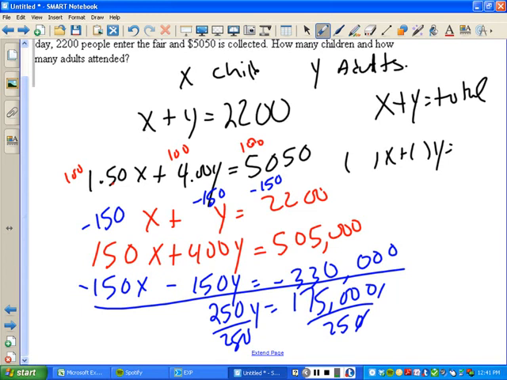How much is it? 700. Thanks, Hope. All right. If 700 adults went, how many children went? How many? 1,500. Oh, I thought you said a few hundred. 1,500, right? Because if 2,200 people went all together, 700 were adults, 1,500 were children.